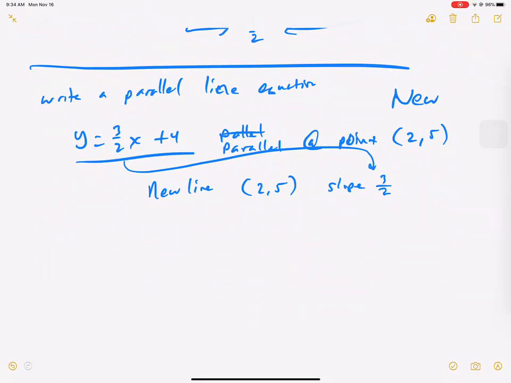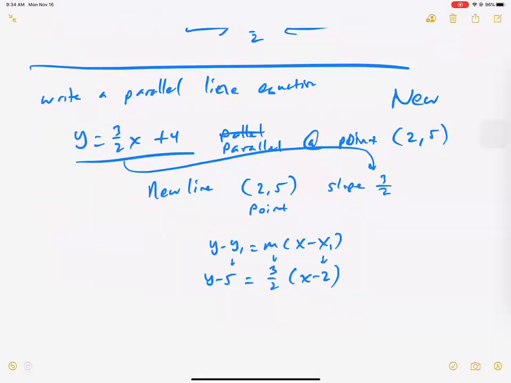So we're given a point and slope. Now we have a version of a line with that, point-slope form. y minus y1 equals m times (x minus x1). So we fill out y minus 5 is equal to 3 over 2 times (x minus 2), because we were given a point, that's my x and y, and my slope. So we have this new line.